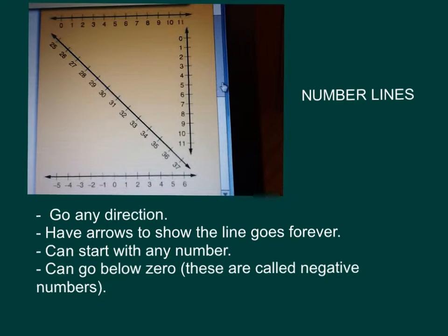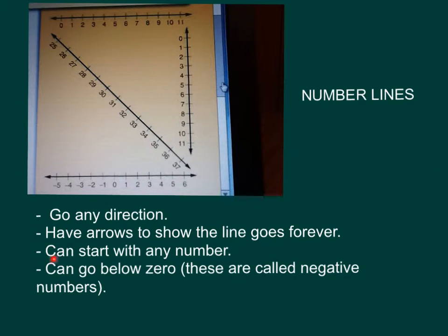Number lines have many different features. If you look at this picture, we'll talk about some of the different things that we can learn about number lines. One thing we know about number lines is they can go in any direction. They can go left and right, up and down, or they could be slanted. Another feature is that they have arrows to show that the line goes on forever. So the arrows at the end of each of these number lines show that even though the number line shown ends at 6, it keeps going on and on.